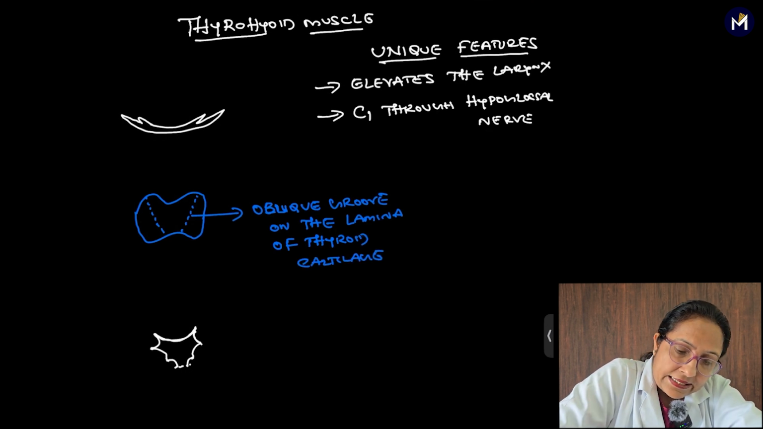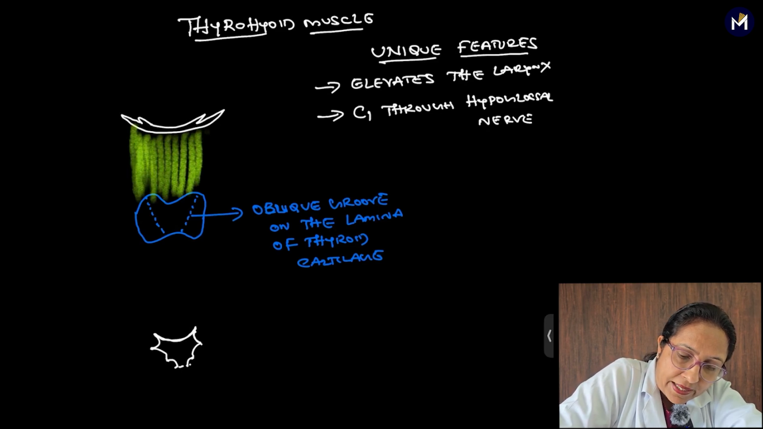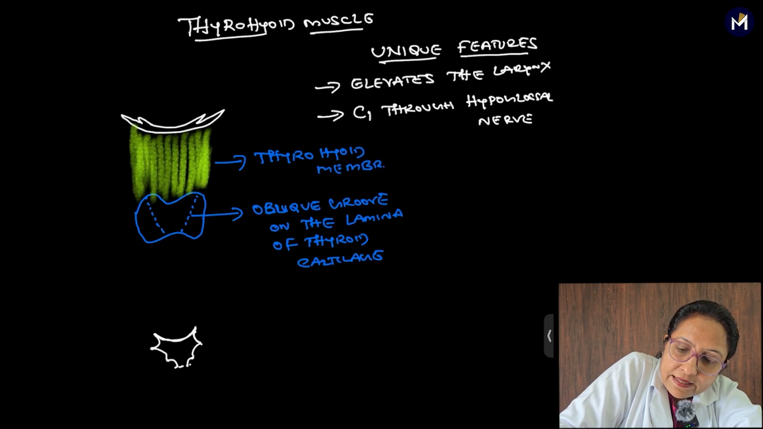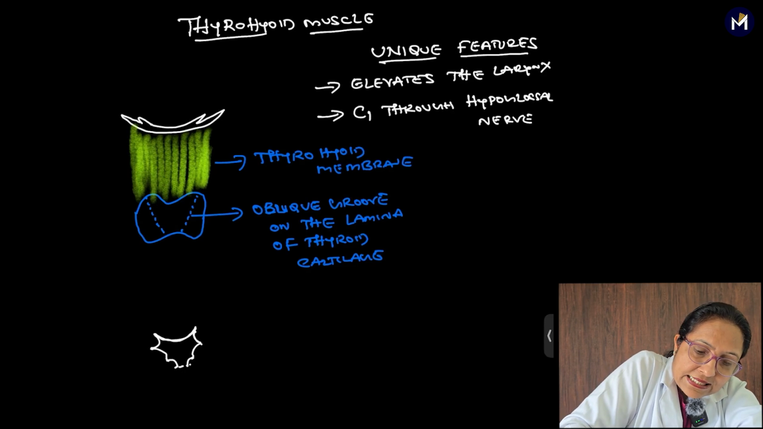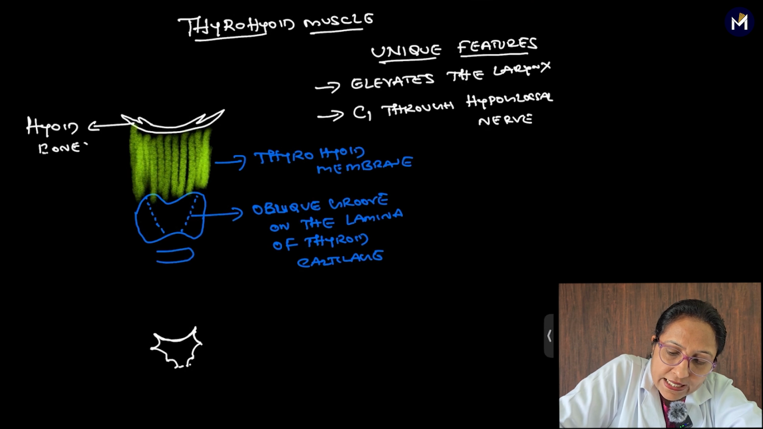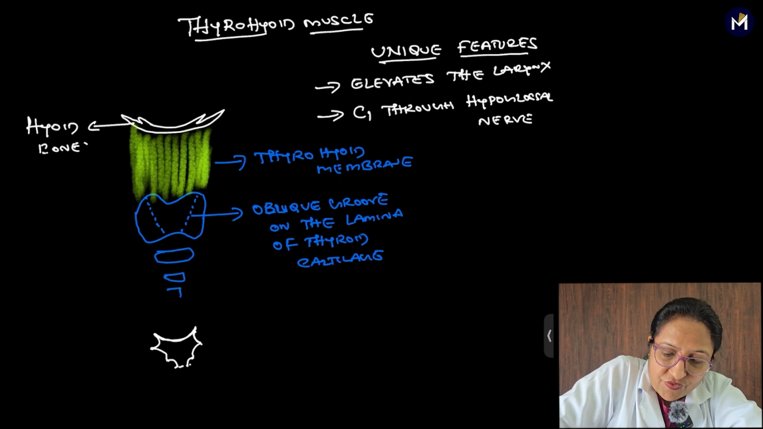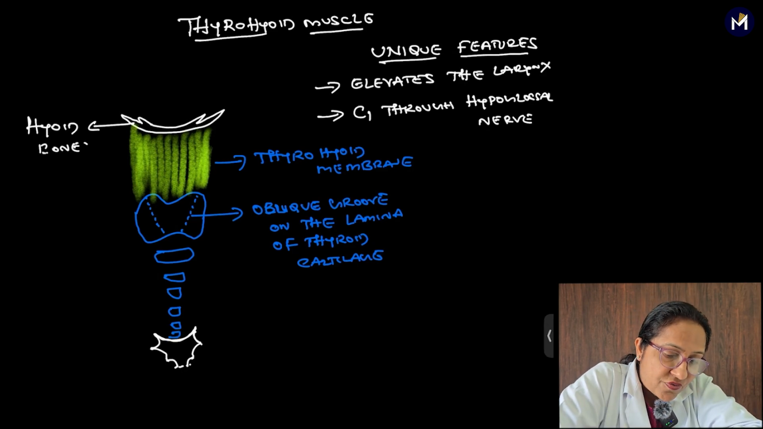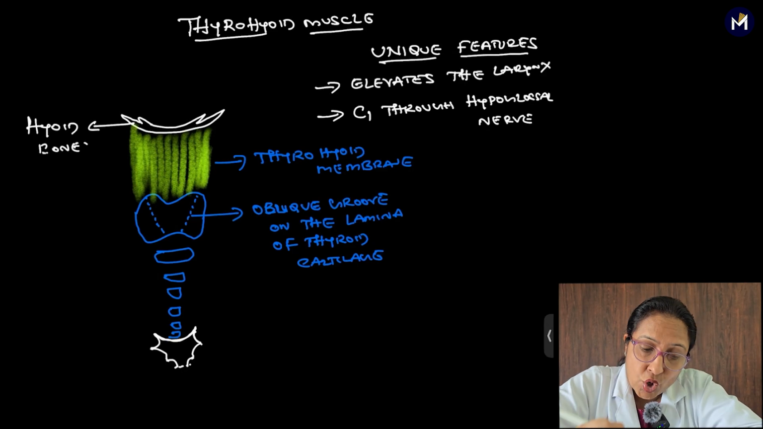Here is the thyrohyoid membrane. So just draw the thyrohyoid membrane. So label this as thyrohyoid membrane. Label this as hyoid bone. Just draw the cricoid cartilage and the tracheal rings for a better understanding. These are the tracheal rings. Now, first we'll draw the sternothyroid muscle.